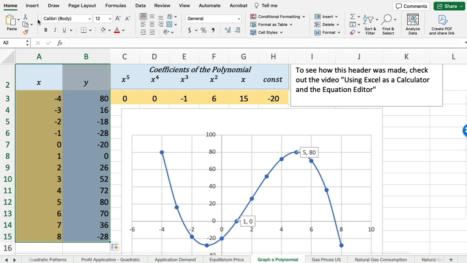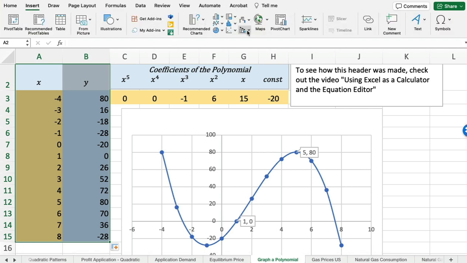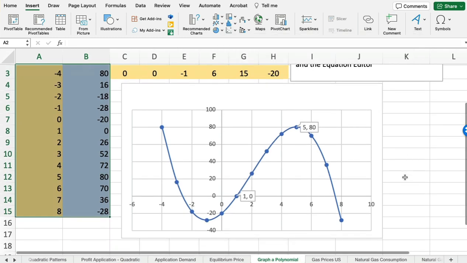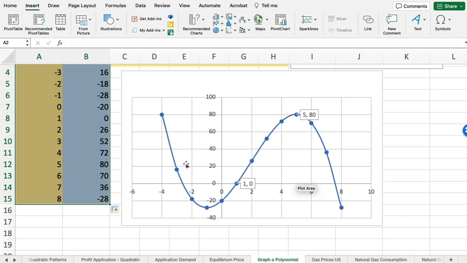We want to go to Insert, and I'm just going to recommend, just because you may want to be able to identify where those points actually are, I'm going to always recommend a smooth graph. So when you're graphing a polynomial, you want a smooth graph. So you either want just the scatter with smooth lines without the dots, or you want a scatter with smooth lines and markers. So I did the scatter with smooth lines and markers. And there's your graph.